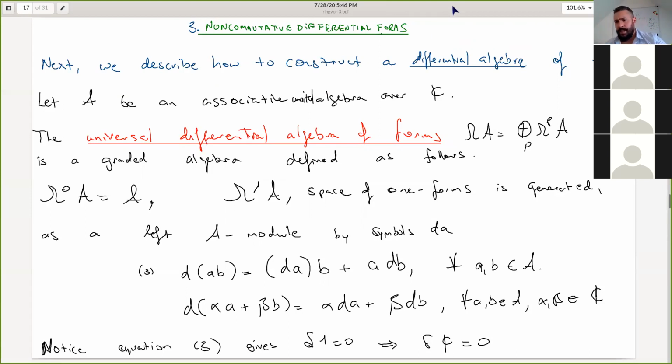I will come in a minute to what you can do with them, because up to now I showed you that you can represent geometry in the language of operators, but how far can you take that process? Before we go to that, I want to define the non-commutative differential forms, that is, the differential algebra of forms of a non-commutative associative unital algebra.